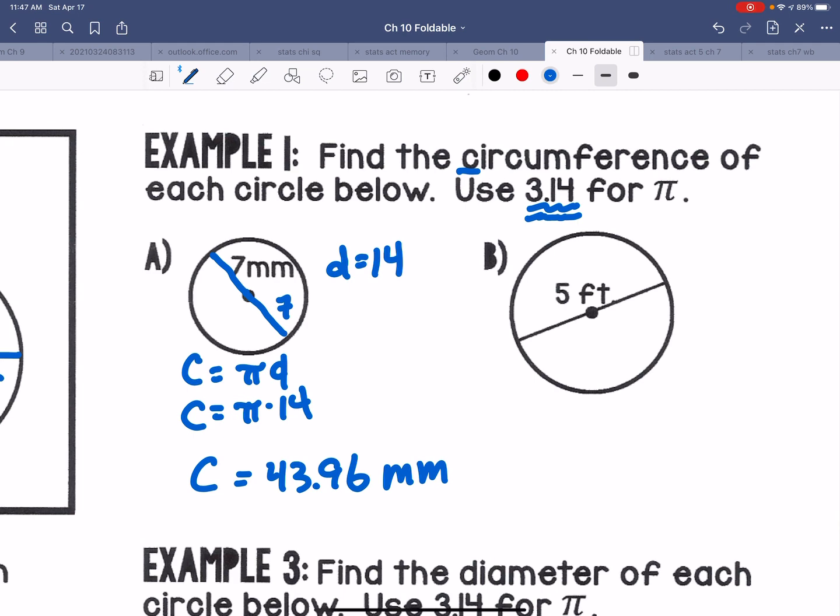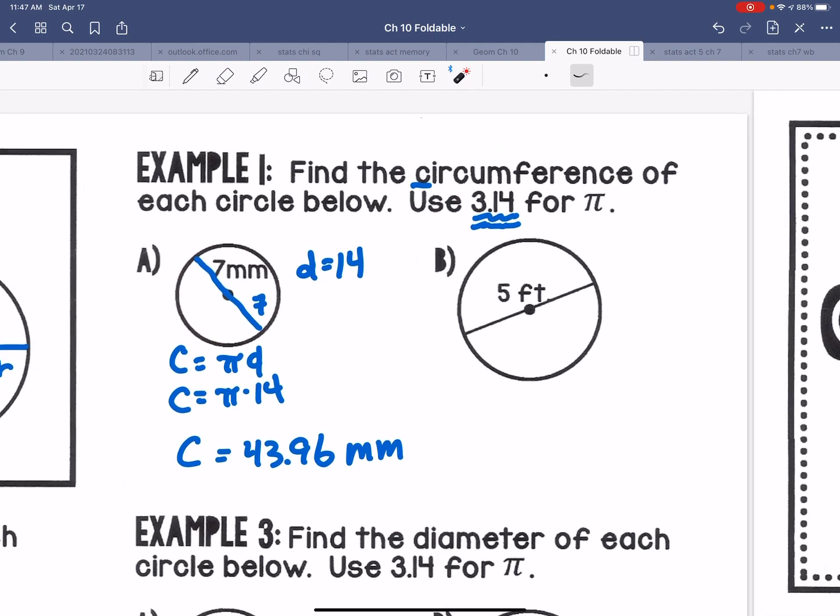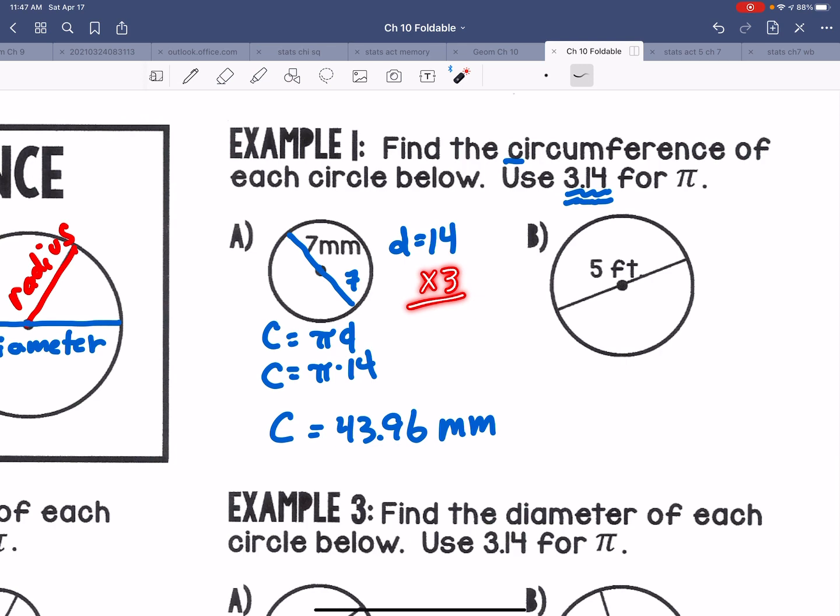And I can think about, does this make sense? So we talked in class, if all the way across is 14, then that's about 14, and that's about another 14, and that's about another 14. That's really what pi means, is that if this is 14, then there's a little bit more than 3 14s to get all the way around. And 14 times 3 is 42. Notice this is a little bit bigger than 42. So that's another way to know that we got the right answer.